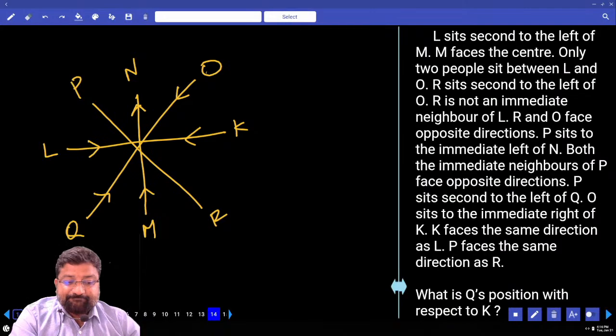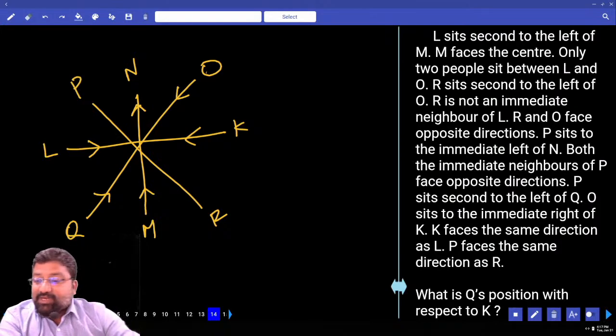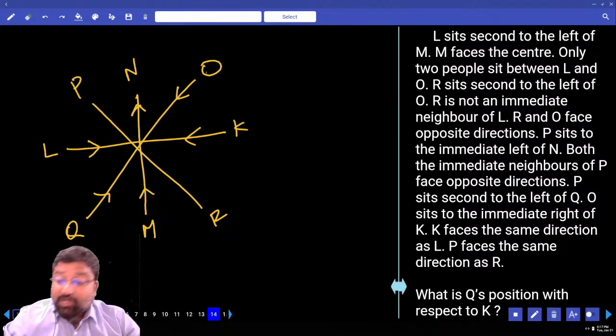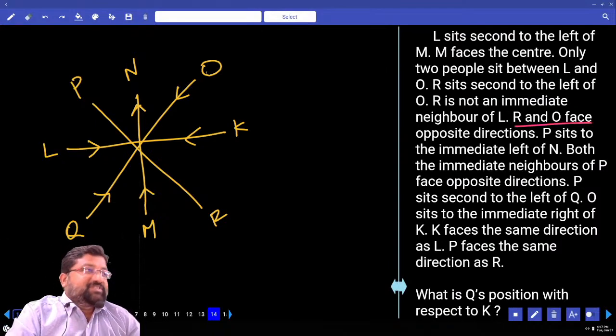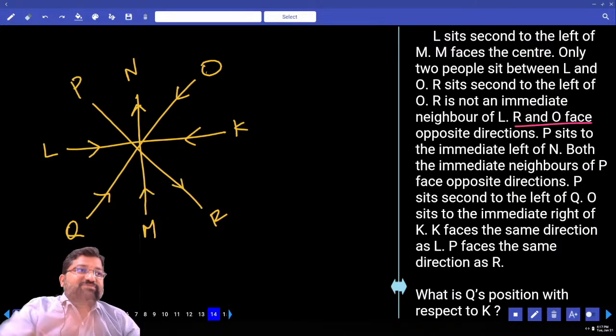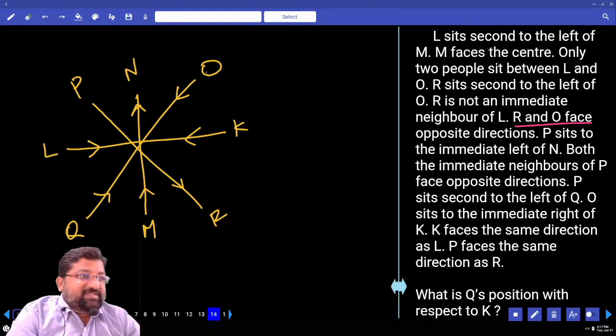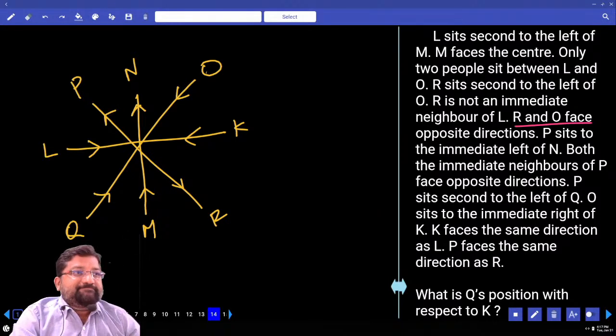Next. Come on. R and O face opposite directions. R and O face opposite. O is facing inside, R is facing outside. Read the last line. P has the same direction as R. R is outside, P is also outside. Is this clear? Tell me.